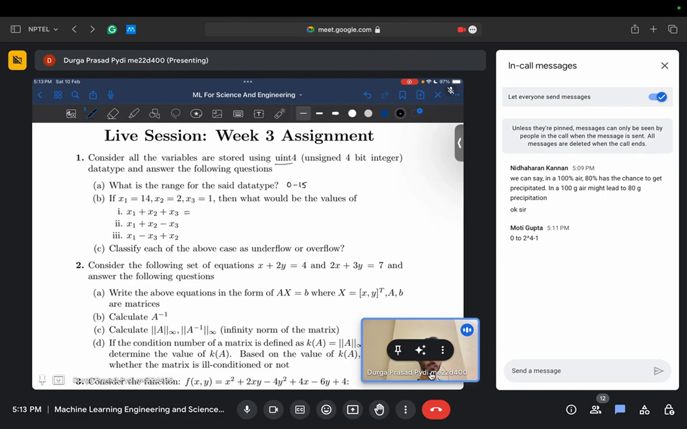Let me know if something is not clear in the question. 1. So how did he get 1? When you add x1 and x2, which is 14 plus 2, that will be 16, but 16 cannot be stored. So it will just cycle back. Instead of 16, you will go back to 0. So this will become 0 plus 1, it will be 1. So what about the second one?